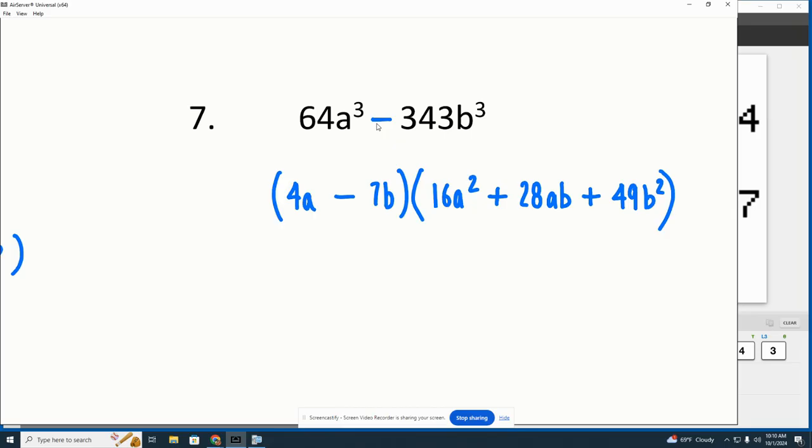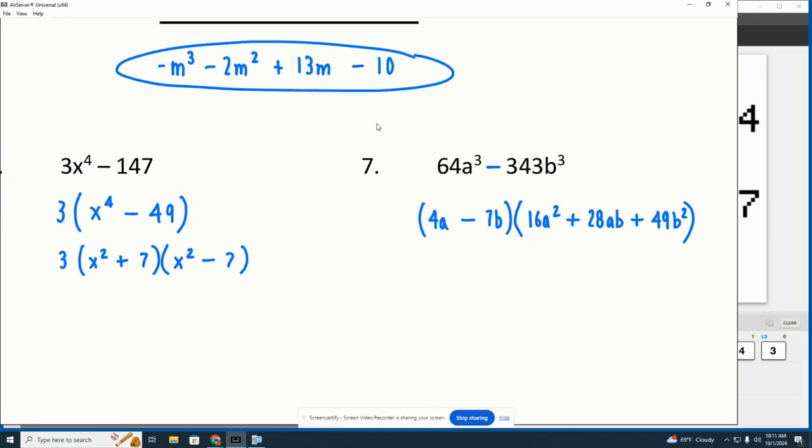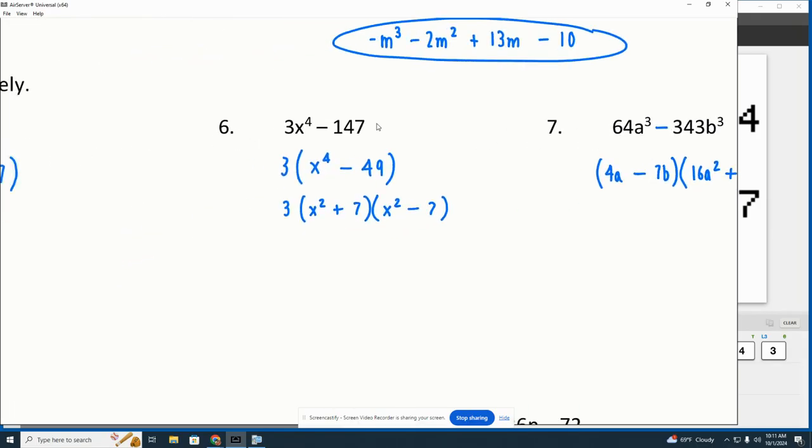That's sum and difference of cubes. Y'all feel good about that? All right, let's keep on going then. Number 8.